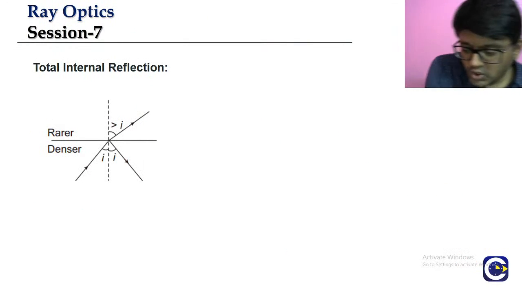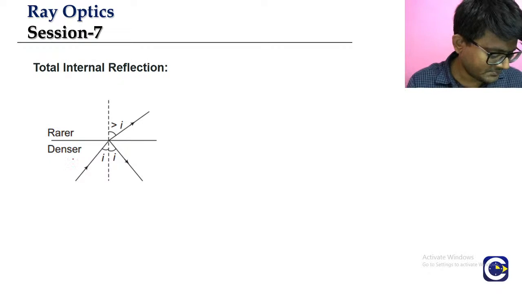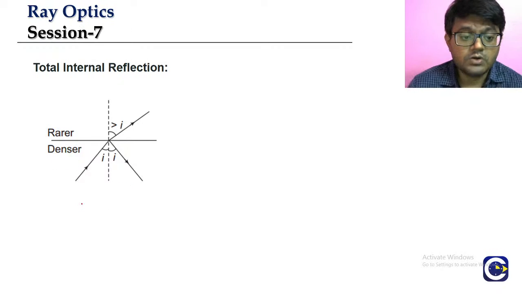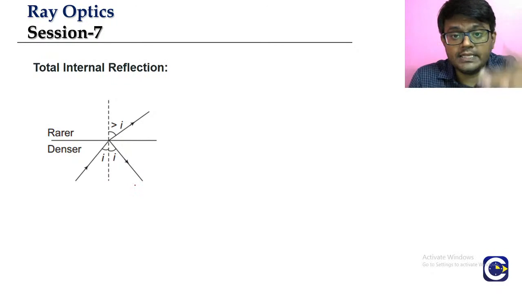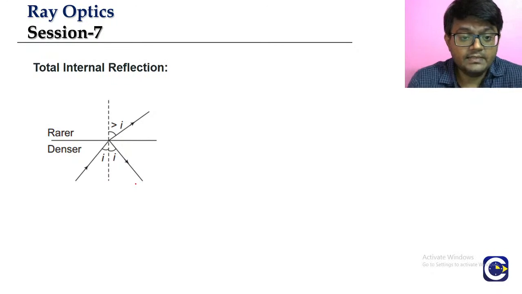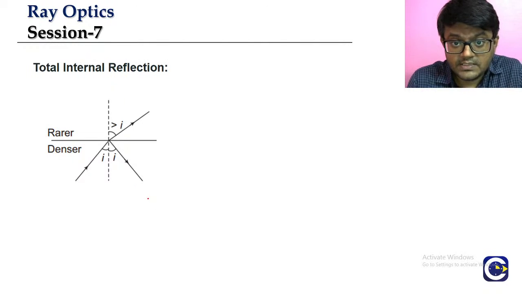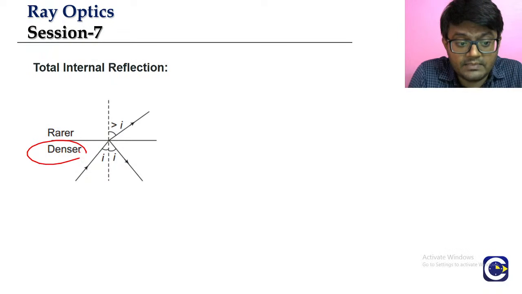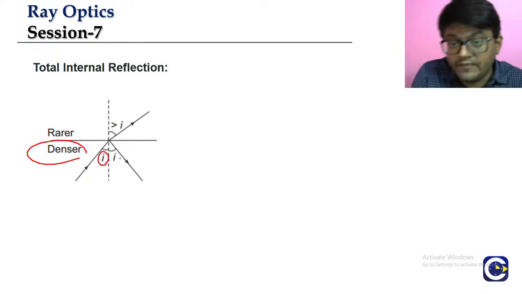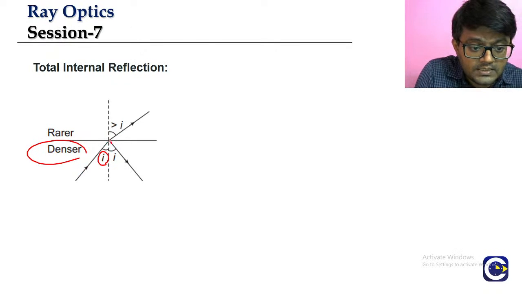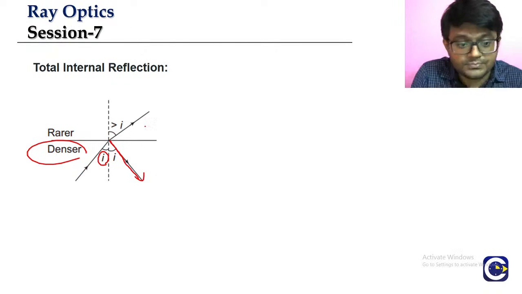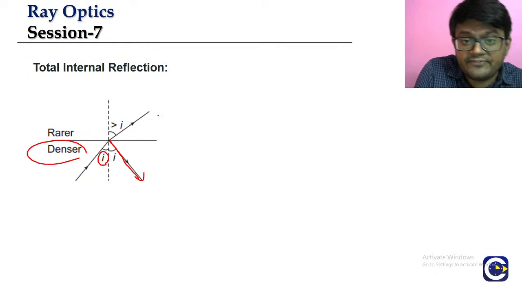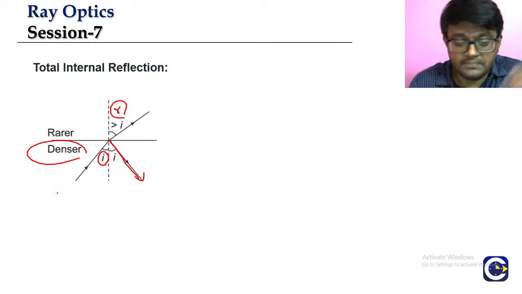The idea of total internal reflection. See, previously what I was talking about, whenever the light ray is falling on that interface, there will be some amount of reflection, some amount of refraction. Okay, so look at this. When we are incidenting the light ray from denser medium to rarer medium with an angle of incidence i, we'll see that a part of the light will be reflected and a part of the light will be refracted.